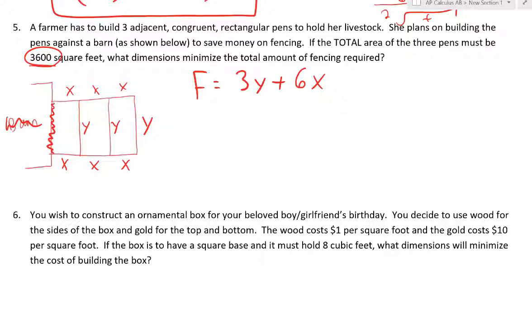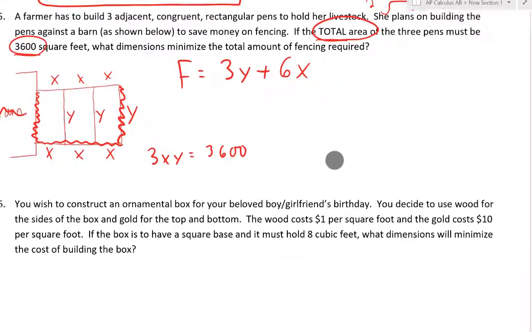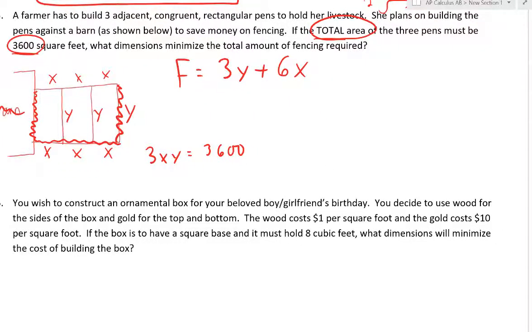It's too many variables right now, y and x. We're going to use the fact that the total area has to be 3,600. Well, that means the total area of this thing is just the length, which is 3x, times the width, which is y. So we know that 3x times y has to be 3,600. And that tells us we can solve for either x or y. I'm going to solve for y only because up here I see y has to get multiplied by 3 and x has to get multiplied by 6, and I'd rather just multiply by a smaller number. So I'm going to solve for y.